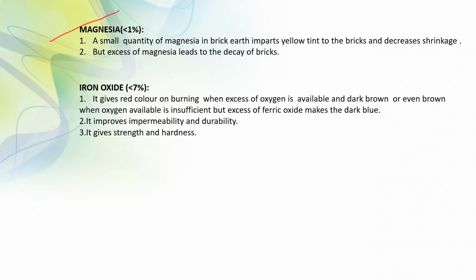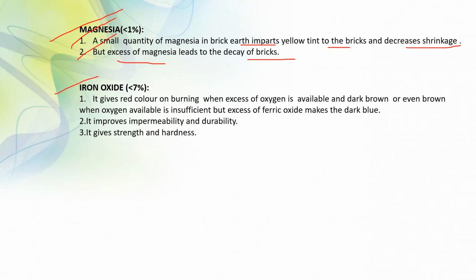Next, magnesia. Magnesia less than 1%. Number 1, a small quantity of magnesia in brick earth imparts yellow tint to the brick and decreases shrinkage. Number 2, but excess of magnesia leads to the decay of bricks.